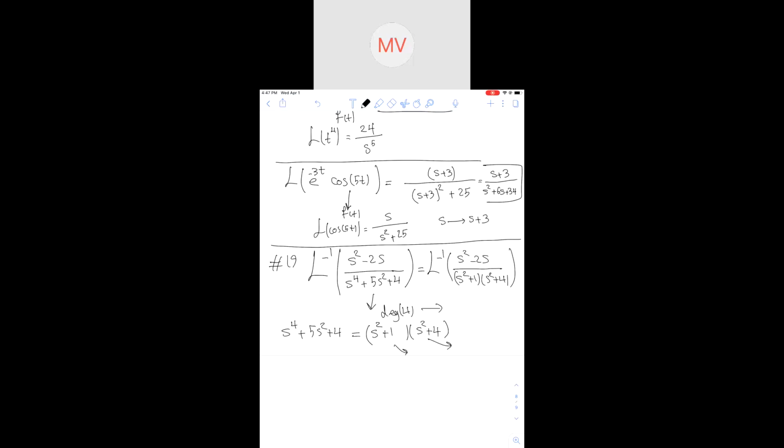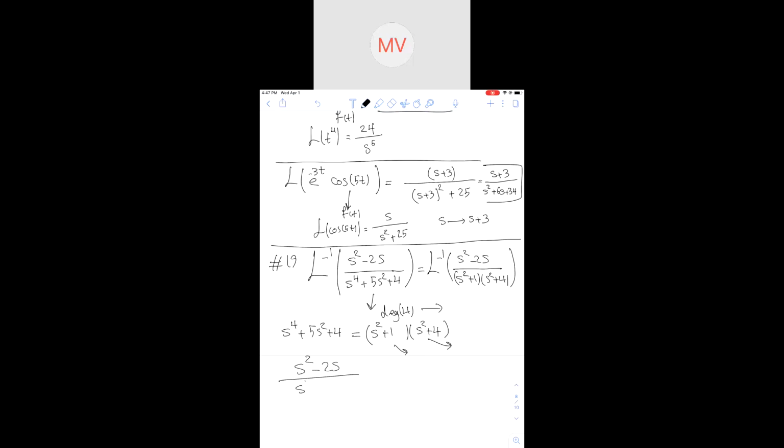Can these be factored further, or are they irreducible, basically? By the way, with complex numbers, of course, s squared plus 1 would be s minus i times s plus i. But here we don't do that. We only talk about real number factorization. The answer is no, you can't.